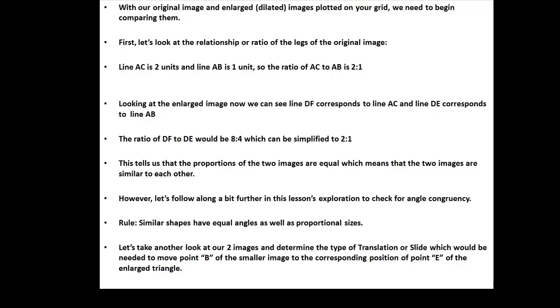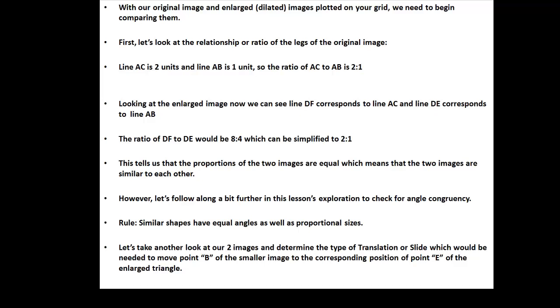Looking at the enlarged image now, we can see that line DF corresponds to line AC and line DE corresponds to line AB. The ratio of DF to DE would be 8 to 4, which can be simplified to 2 to 1. This tells us that the proportions of the 2 images are equal, which means that the 2 images are similar to each other. However, let's follow along a bit further in this lesson's exploration to check for angle congruency. There's a rule that says similar shapes have equal angles as well as proportional sizes.